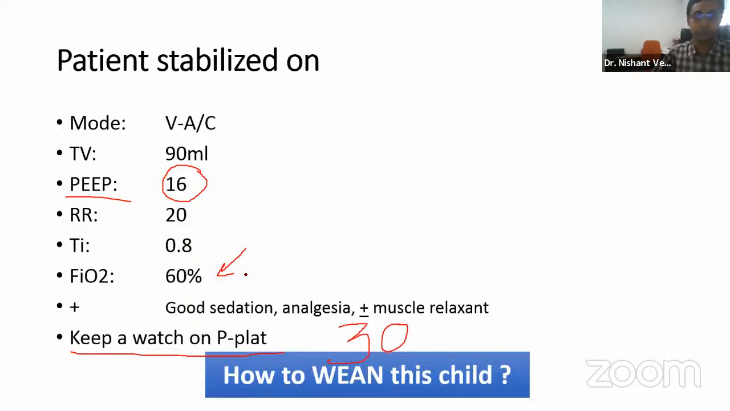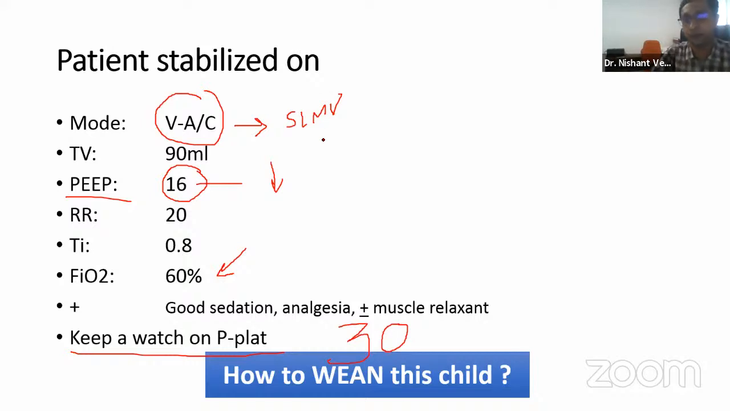So for weaning of this child, again, this has already been taught to you. We'll start reducing the PEEP further. From 16 we will make it 14, then 12, then 10. When PEEP becomes reasonable, then we'll have to change the mode as well. If we started with volume assist control, we cannot wean on this. We will change the mode to SIMV.